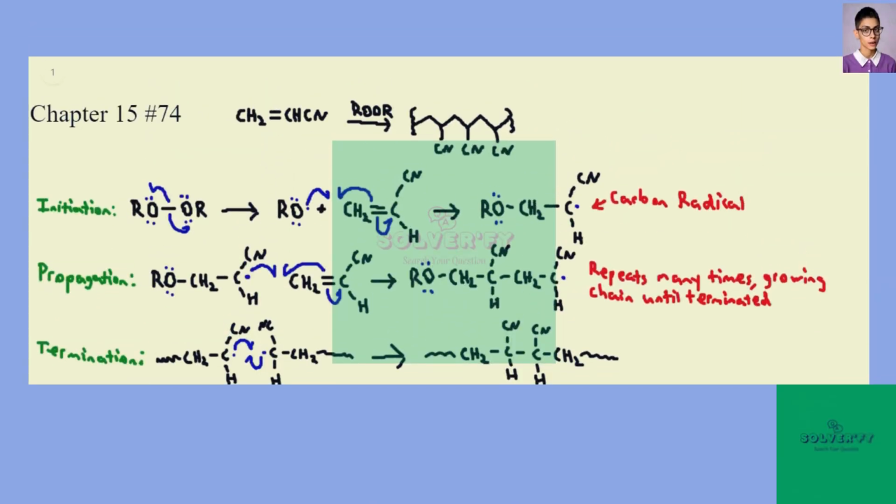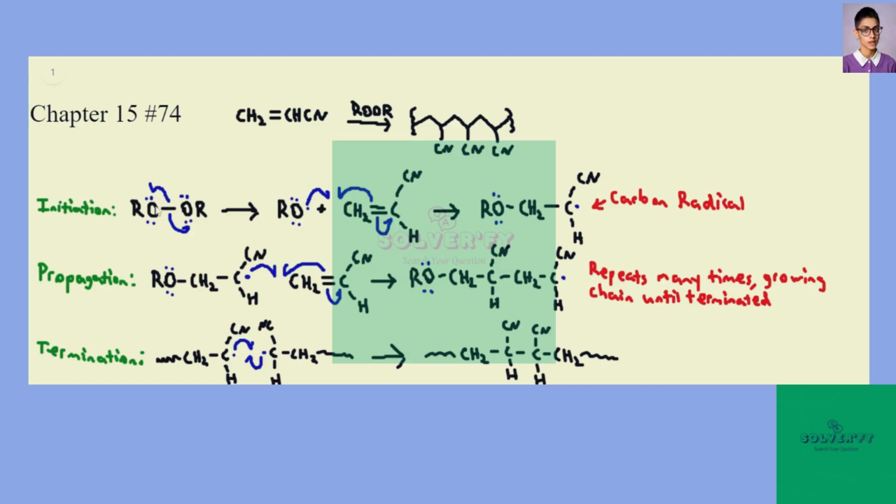This is the answer to chapter 15, problem number 74. And this problem is asking us to draw a stepwise mechanism for the radical polymerization to turn this monomer that we're given into a polymer.